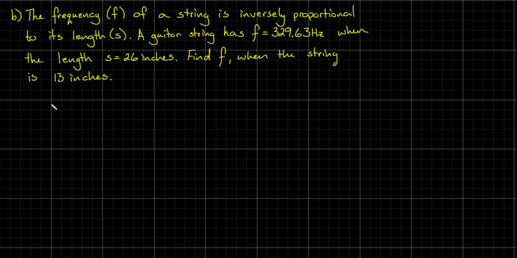So I think that my model, if we just try to set it up the same way, is simply going to be that my frequency f is some k value, some constant for this string, over the length of that string. Does that look like the same thing as y equals k over x? A little different, right? Because we changed the letters, x and y for f and s. Can we find k? Do we have a frequency at some length?